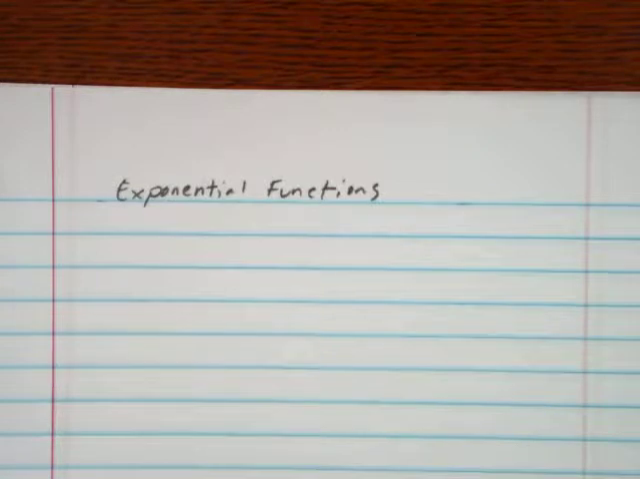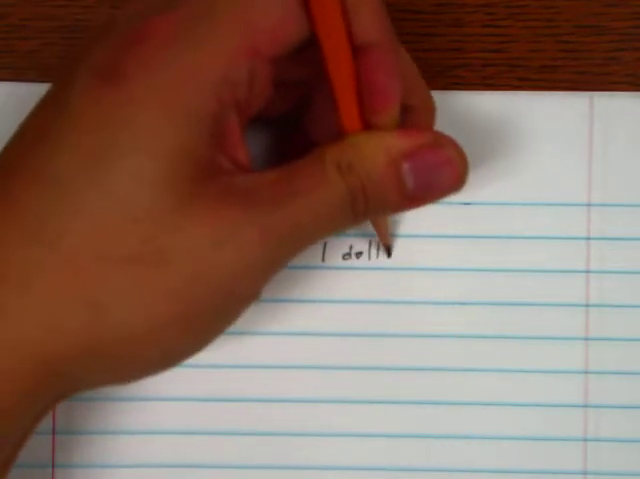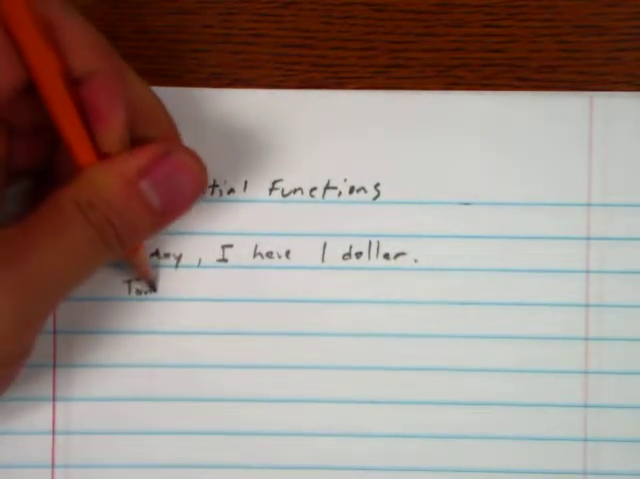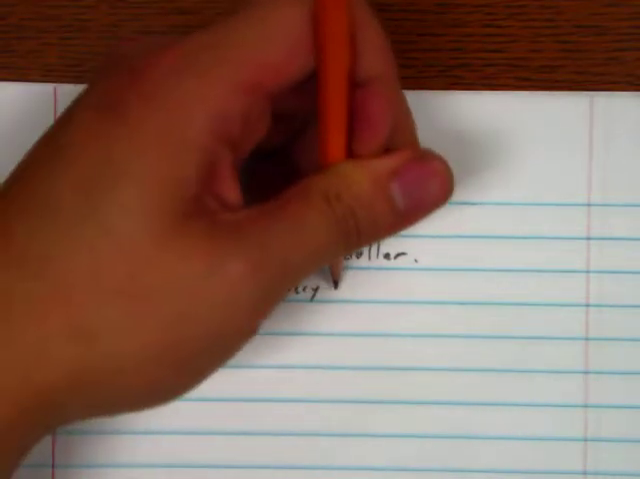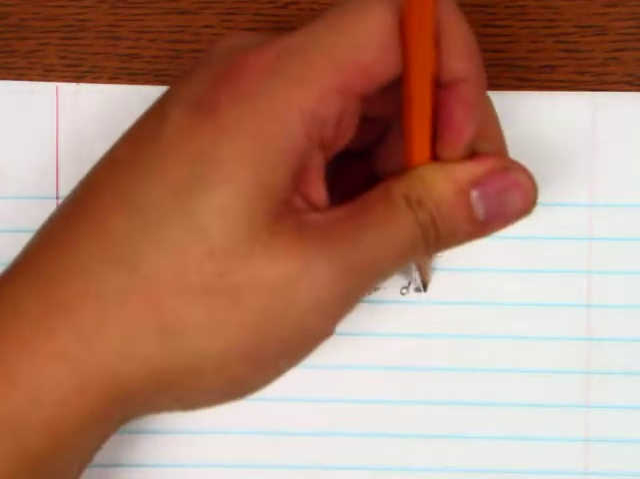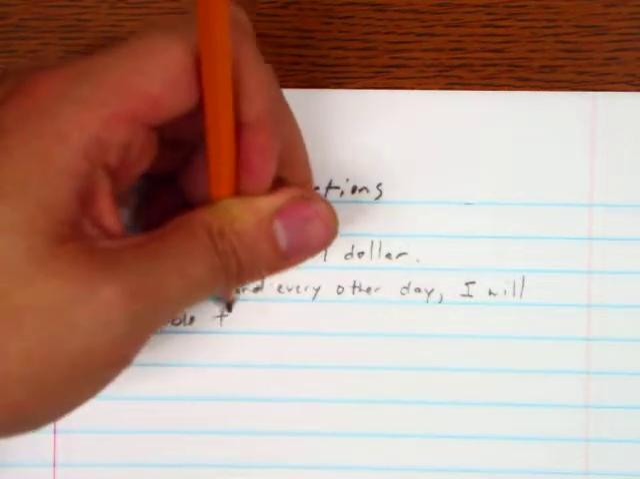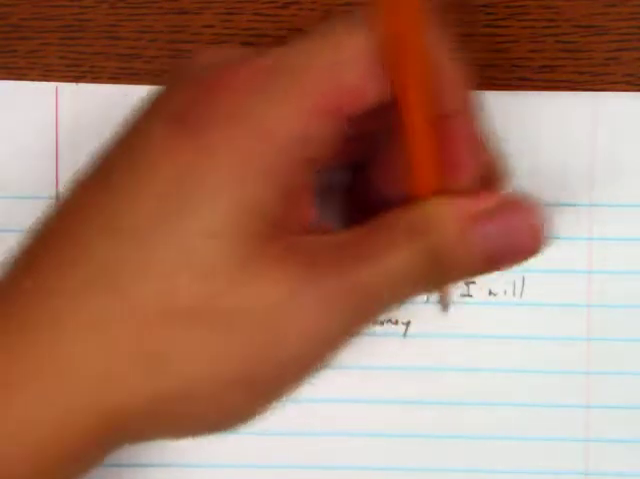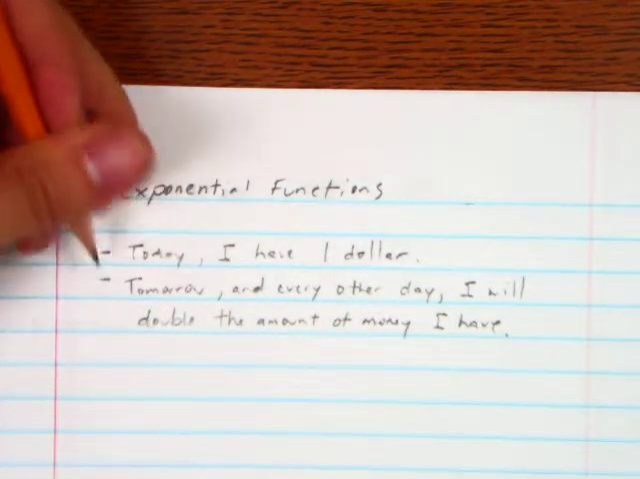Let's say right now, today, I have $1. And tomorrow and every other day, I will double the amount of money I have. That'd be nice if I could just double the amount of money I have every day.